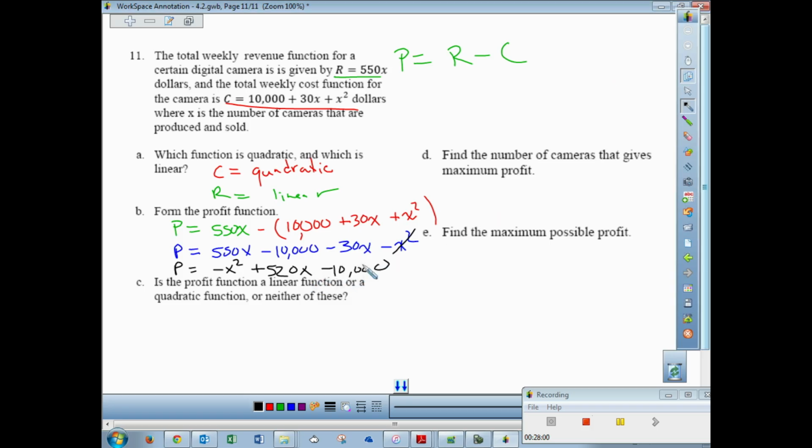Any questions on where that profit function came from? Is the profit function a linear function, a quadratic function, or neither? Look at the final black answer. What is he? Quadratic. Still got x squareds in it.